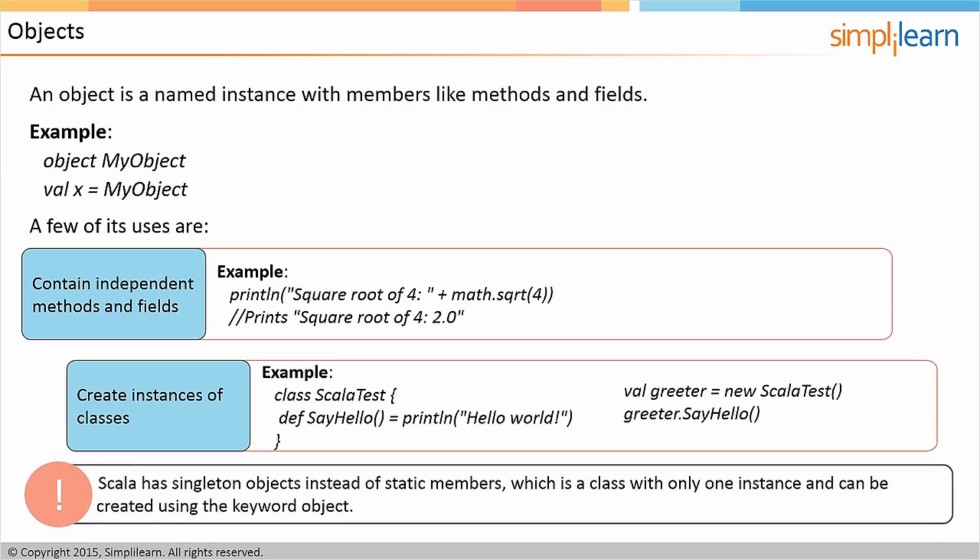Note that in Scala, there are singleton objects instead of static members, which is a class with only one instance and can be created using the keyword object. In this way, Scala is more object-oriented than Java.